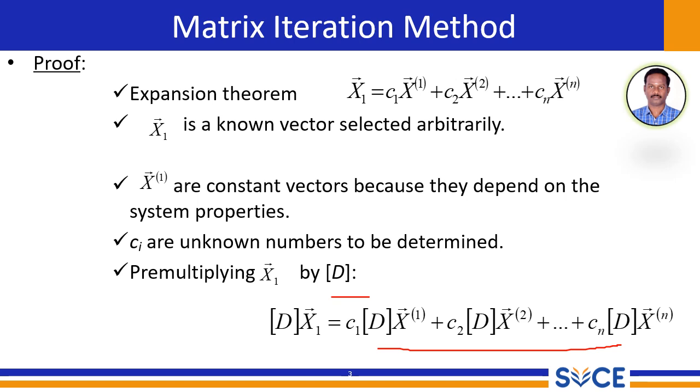So this step sets the stage for further development of the proof, which will likely involve utilizing the relationship between the dynamic matrix, mode shapes and mode vectors. We will continue to explore how this expansion forms the basis for the iterative process we described earlier.